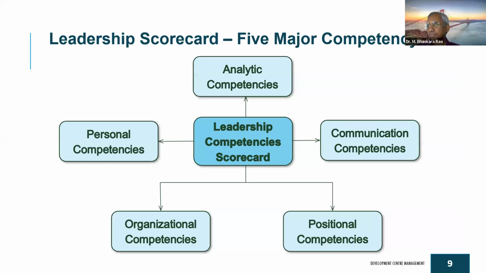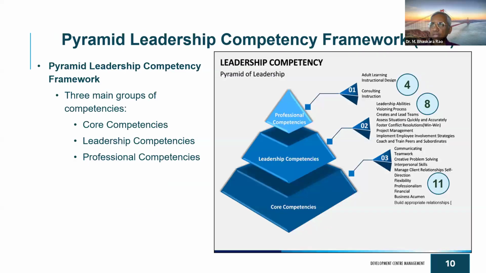Then we have the same thing presented in a different way. So, the leadership competency scorecard. You can look at these 5 competencies, which are basically what the Rubin model is. The second one, of course, is very interesting here again: the pyramid leadership competency framework. As you can see here, in the pyramid leadership competency framework, we have 3 major groups of competencies. One is the core competencies. The second one is the leadership competencies. The third one is professional competencies.